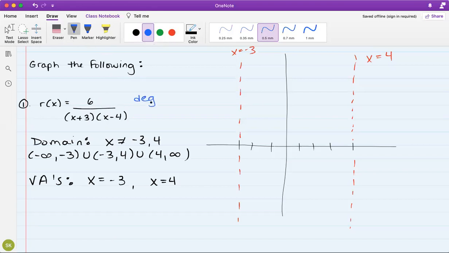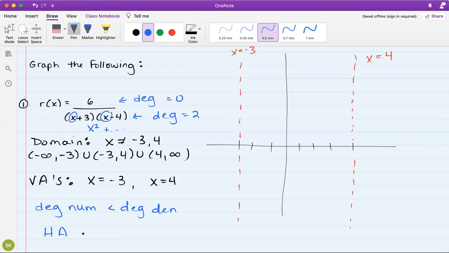Notice that the degree of the numerator is 0, because this is just the constant 6. You could think of it being multiplied by x to the 0, which means the degree is 0. This one's a little trickier. You could FOIL this out if you wanted to, but remember, we only need the highest power on the x. So if you multiply this one with this one, you're going to get an x squared. And then you're going to get some other stuff, but this will be the leading term, so the degree is 2. Because the degree of the numerator is less than the degree of the denominator, we have a horizontal asymptote.